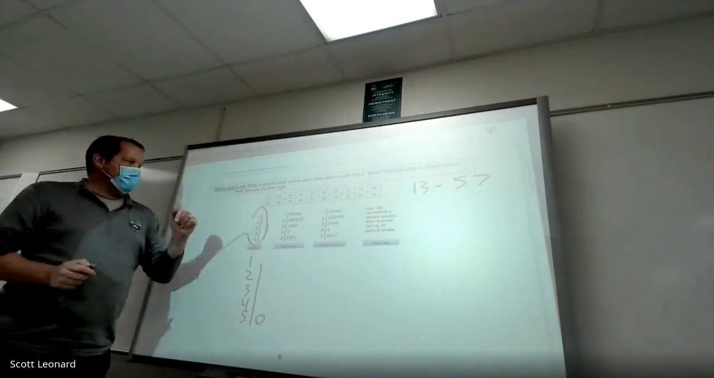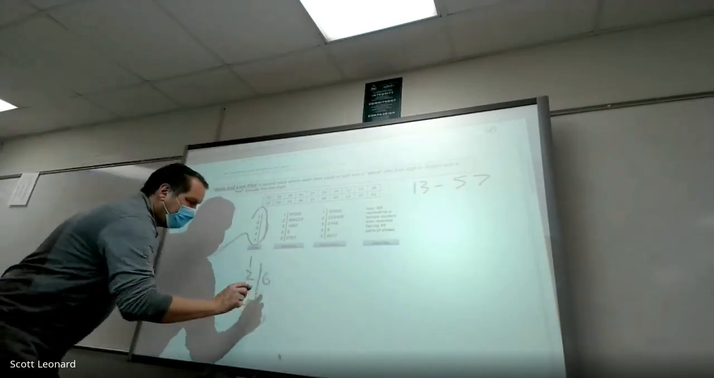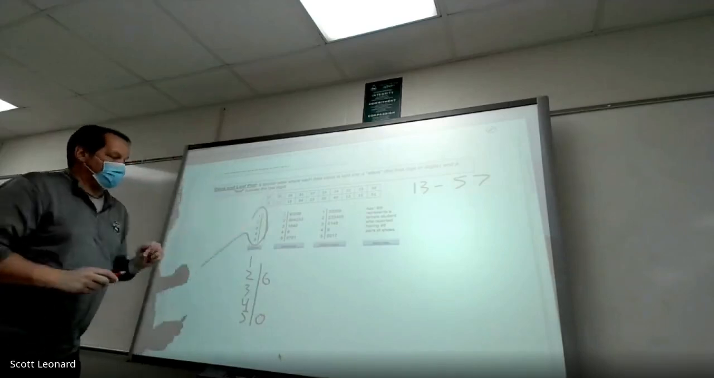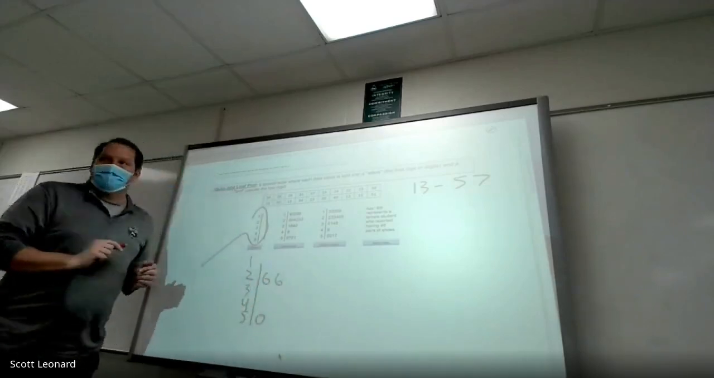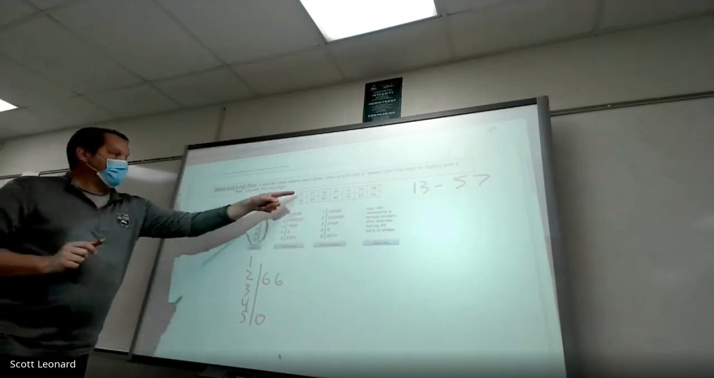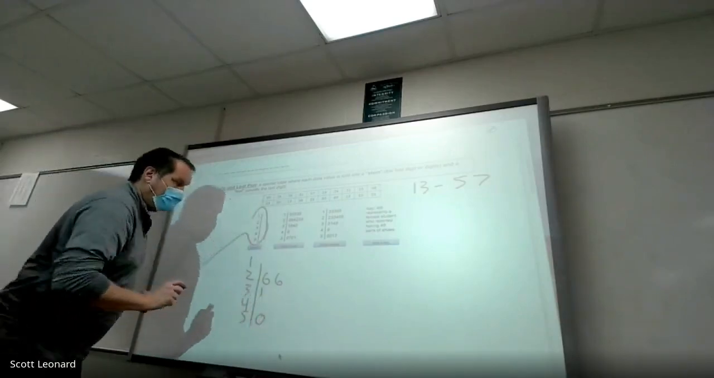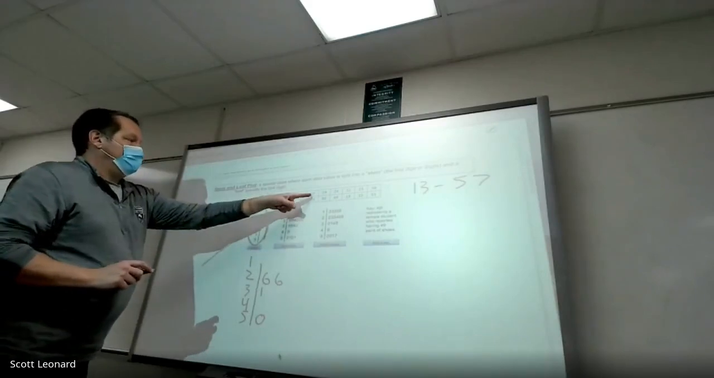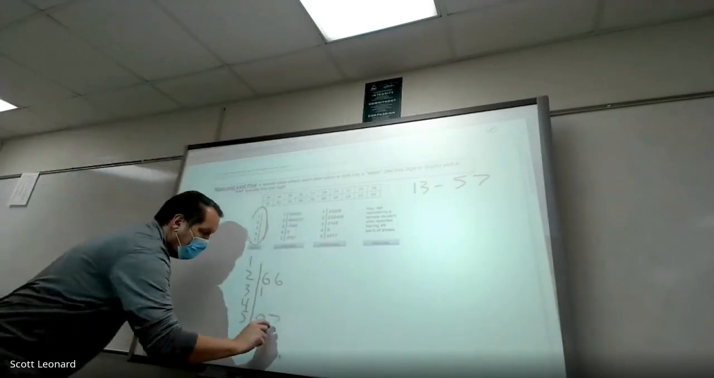Then I go to my next data. 26. 2, 6. Then I have another 26. So I put another 6 there. See what they're doing? Okay, then I'm going to go to 31. 3, 1. 57. 5, 7.